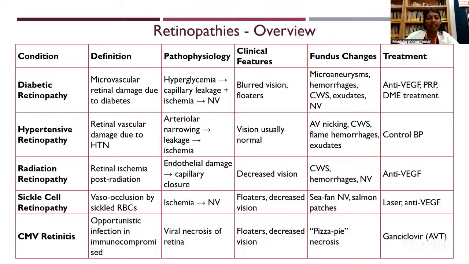Pathophysiology: viral necrosis of the retina. Clinical features are floaters and decreased vision. The fundus changes include pizza pie necrosis. And management is ganciclovir.